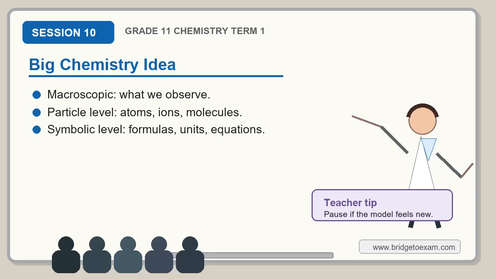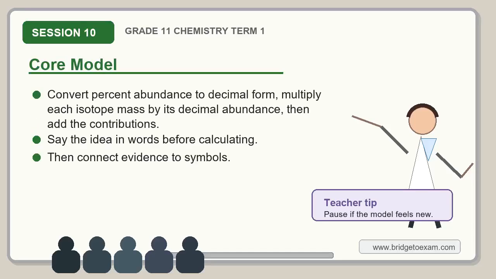When you feel stuck, ask, what did I observe? What are the particles doing? And what symbol or calculation represents it? The core model is this. Convert percent abundance to decimal form, multiply each isotope mass by its decimal abundance, then add the contributions. Do not rush to an answer. Build the model first, then let the model guide the calculation or explanation.